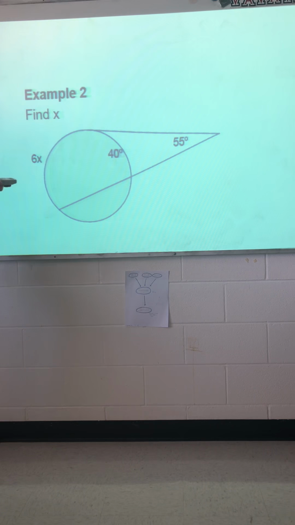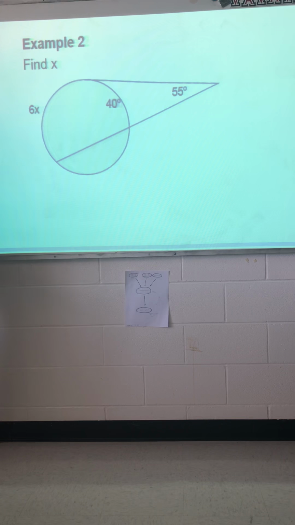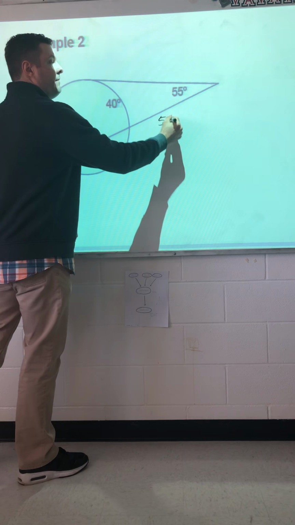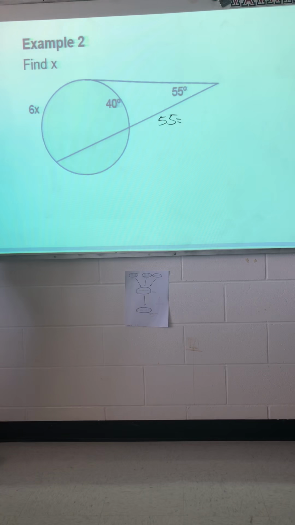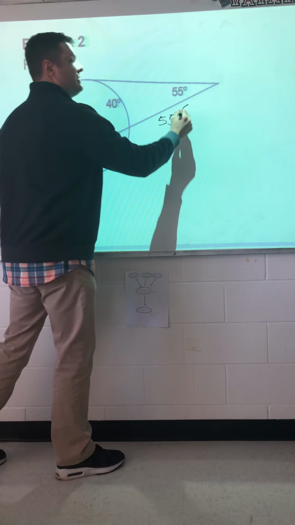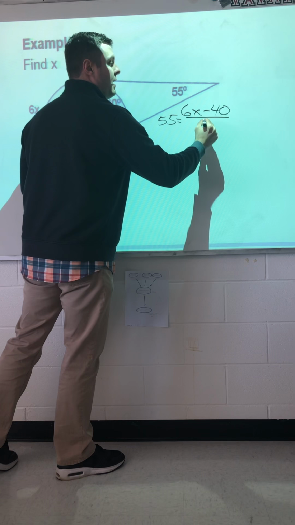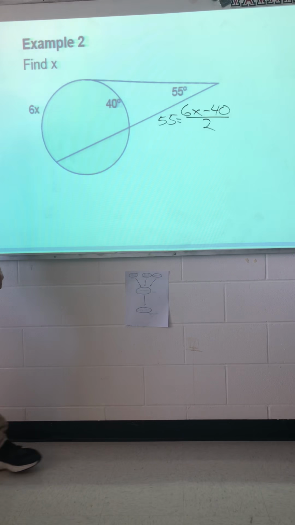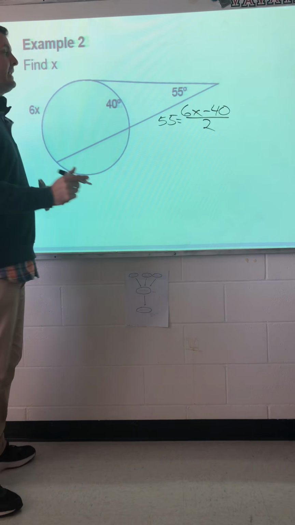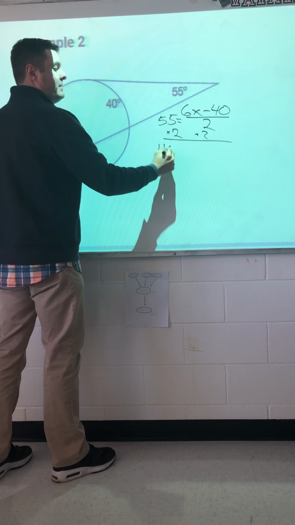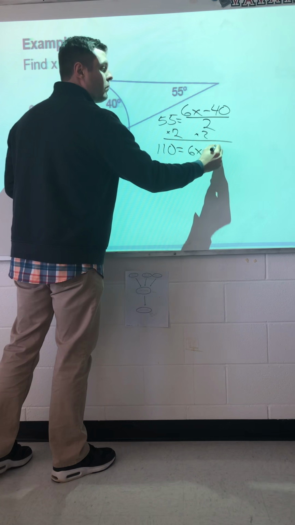Okay, on example 2, we have a tangent and a secant. Okay, same thing though, the angle, 55, equals big arc minus small arc divided by 2. The big arc, 6x, minus small arc, 40, divided by 2. Again, we don't like that divided by 2, so we get it out of there. Multiply by 2 on both sides. We have 110 equals 6x minus 40.